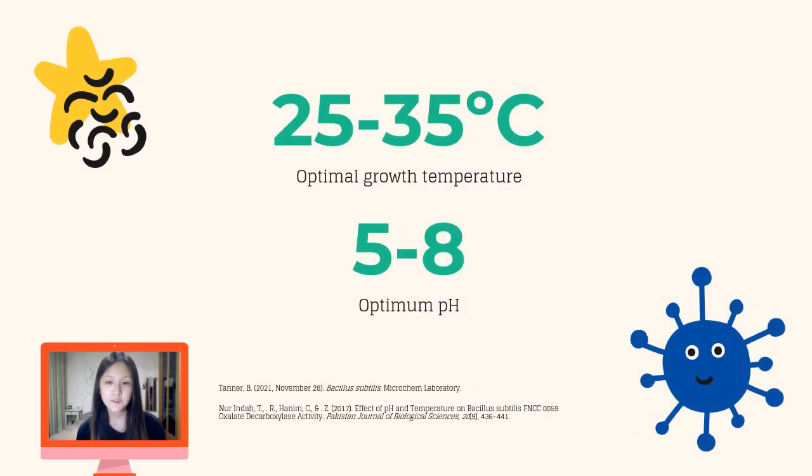The best conditions for Bacillus species to live in and also grow in is around 25 to 35 degrees Celsius and also between pH 5 to 8.